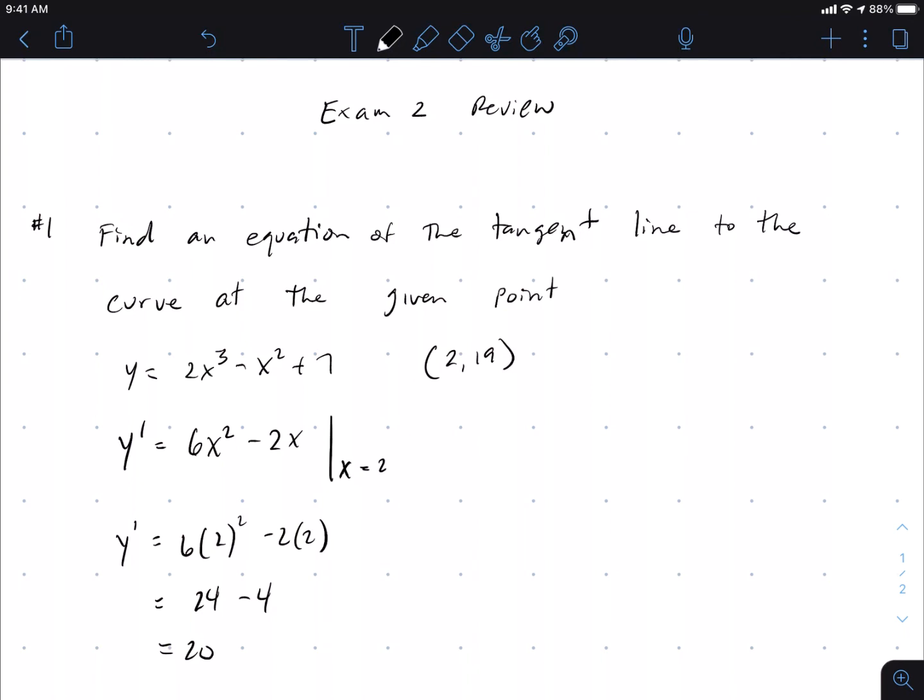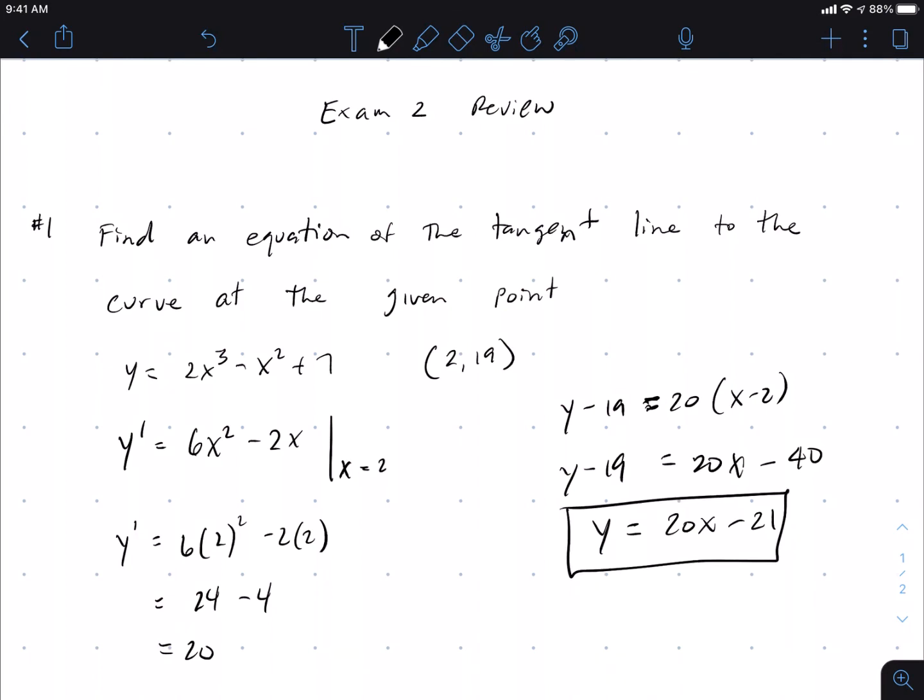So that's my slope now. What we can do to go ahead and find our equation is we're going to use point slope form. So I'm going to go y minus 19 is equal to 20 times the quantity x minus 2. So I'm going to get y minus 19 is equal to 20x minus 40. So y is equal to 20x minus 21. And that is the equation of the tangent line. Are there any questions on this one? Nope. It's pretty straightforward. All right. Number 2.